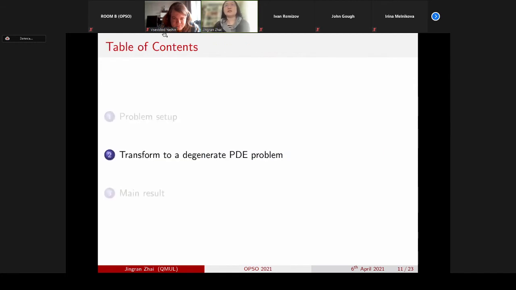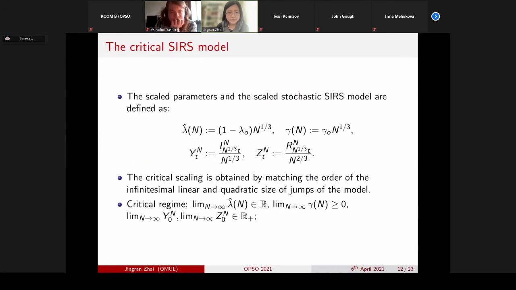In the next part, we talk about how we transform the problem in the critical regime to a PDE. To identify the critical regime, we perform a scaling, as in the first item, in both parameters and on the time and space of the Markov chain. And this scaling is determined by matching the order of infinitesimal linear and quadratic size of jumps.